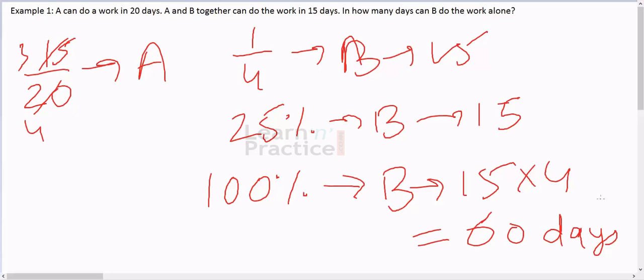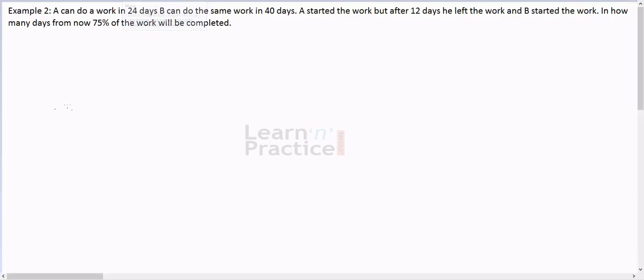Now let's move to the second question. A can do a work in 24 days, B can do the same work in 40 days. A started the work, but after 12 days he left the work, and B started. In how many days from now 75% of the work will be completed?